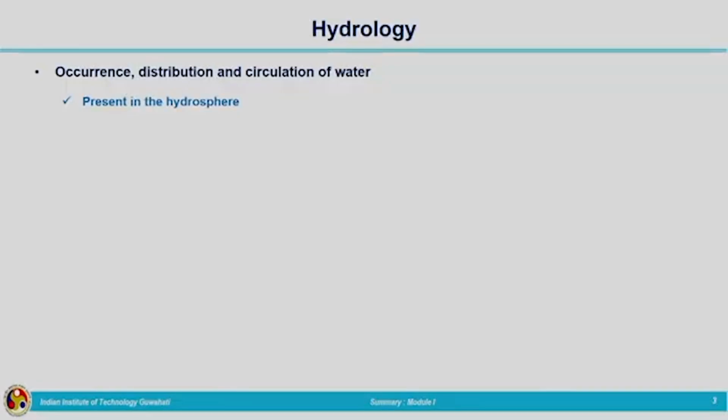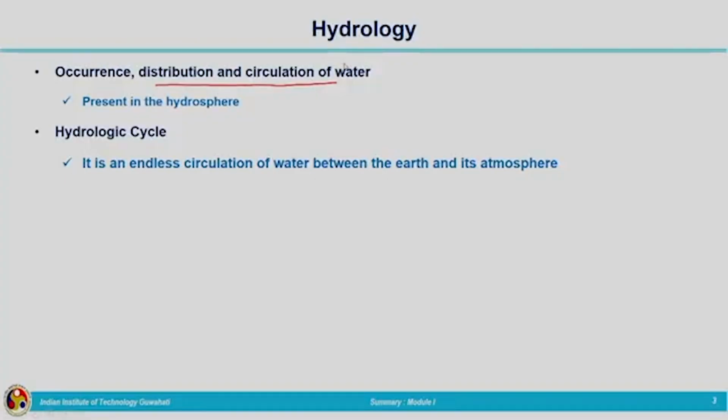We started with the definition of hydrology, that is, it is nothing but the occurrence, distribution and circulation of water. Water is present in the atmosphere, that is 1 kilometer into the ground, in the lithosphere, and 15 kilometers above into the atmosphere. That is what is known as the hydrosphere. Water is present in the hydrosphere in different forms, liquid, solid or vapor form.